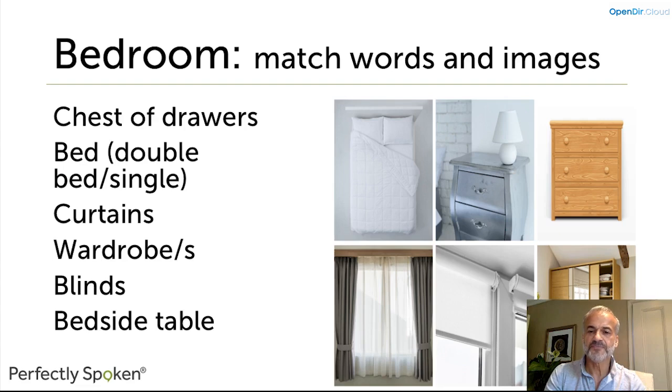This time, in the bedroom, there are 6 items. We've got chest of drawers, bed, curtains, wardrobe, blinds, bedside table. This time, watch the video and then tell me which one is which.